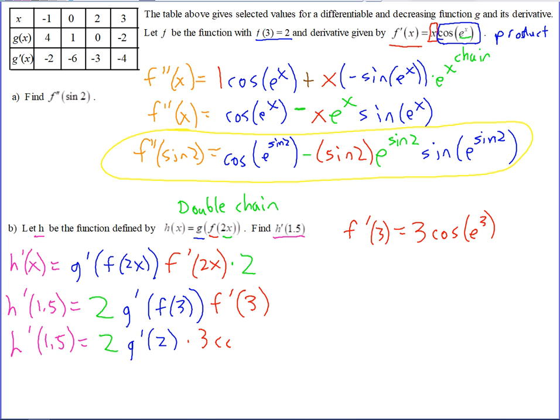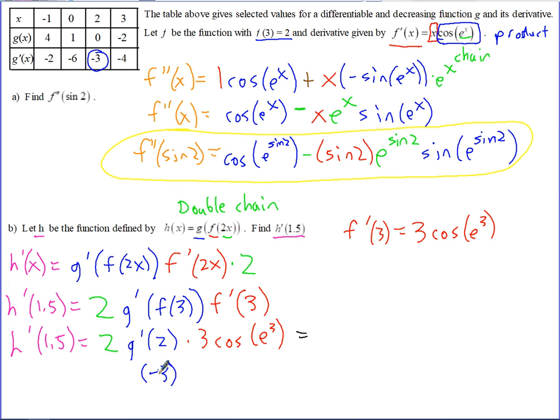3 cosine e to the third. And then g prime of 2, notice from the table, there's 2, g prime is negative 3 right there. So we can put a negative 3 right there and get our final answer for h prime of 1.5.